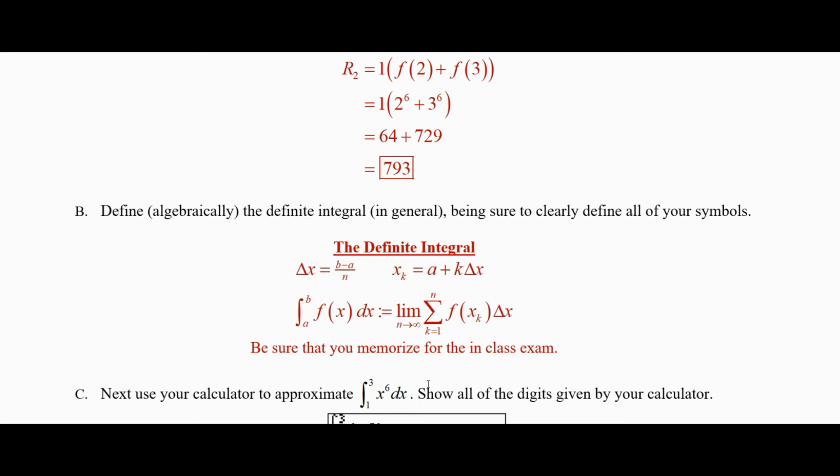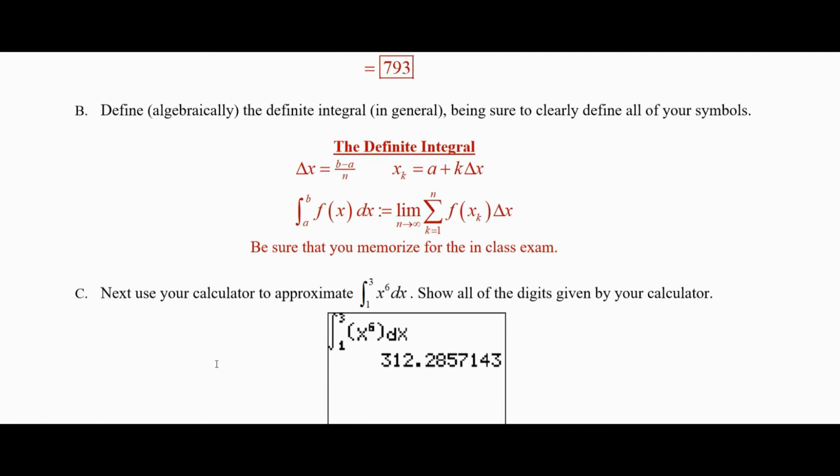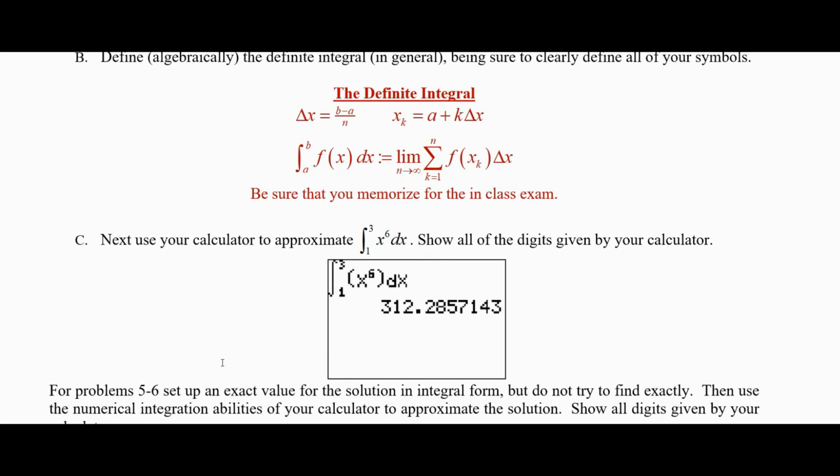We have defined the definite integral in my class with a slightly simplified version here that says delta x is b minus a over n. That makes the widths of all the rectangles the same. And then x sub k is a plus k delta x. That puts it at the right side of each one. And the integral from a to b of f of x dx is then defined to be the limit as n goes to infinity of the sum from k equals 1 to n of f of x sub k times delta x. Or you might place that in place of the x sub k here, if you'd rather. So that should definitely be memorized.